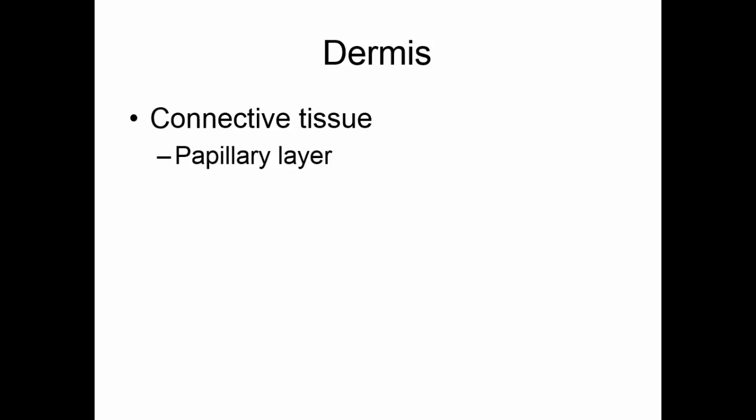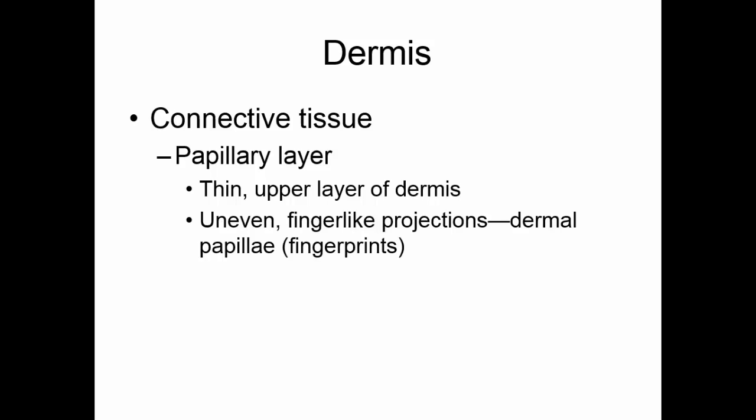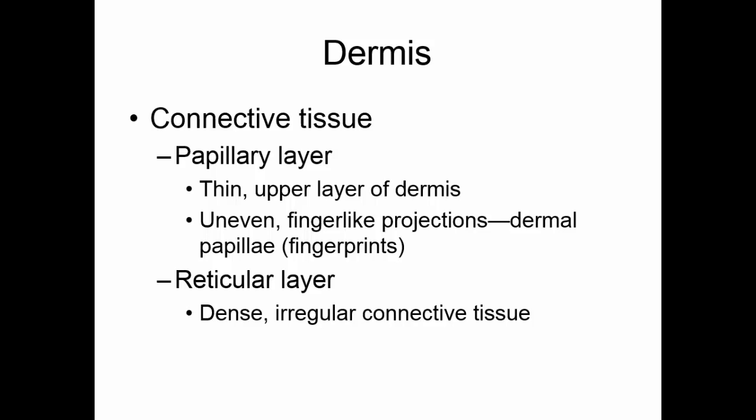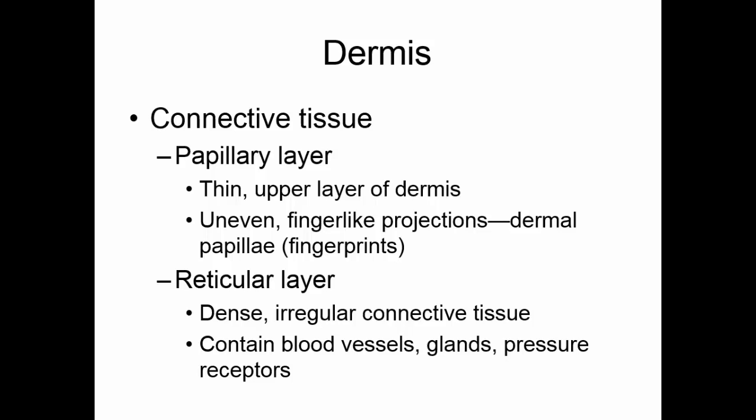The papillary layer is the thin upper layer of the dermis closest to the stratum basale. It has uneven finger-like projections that are called the dermal papillae. This is what makes your fingerprints. The epithelial tissue folds along this, and this gives you ridges on the surface of your skin. The reticular layer is a dense, irregular connective tissue. That means that we have a lot of collagen fibers packed in there, all at different angles to each other. It makes for a very stretchy but tough hide underneath your epidermis. It is the reticular layer that contains the blood vessels, the glands, and the pressure receptors.